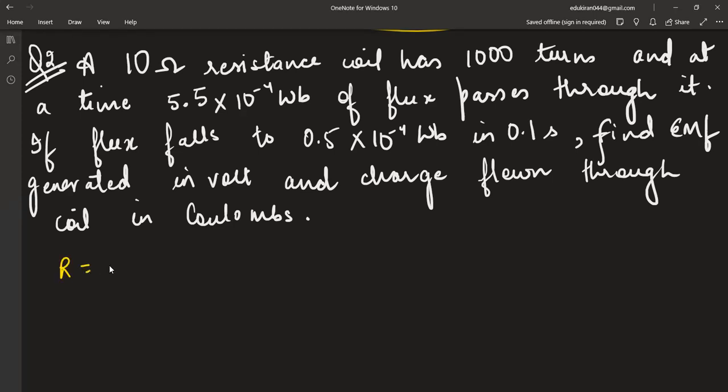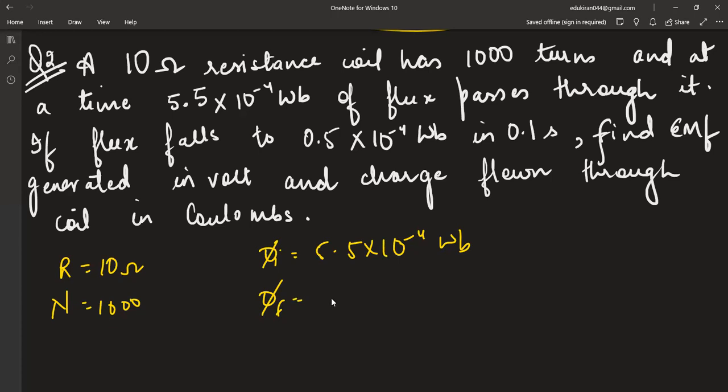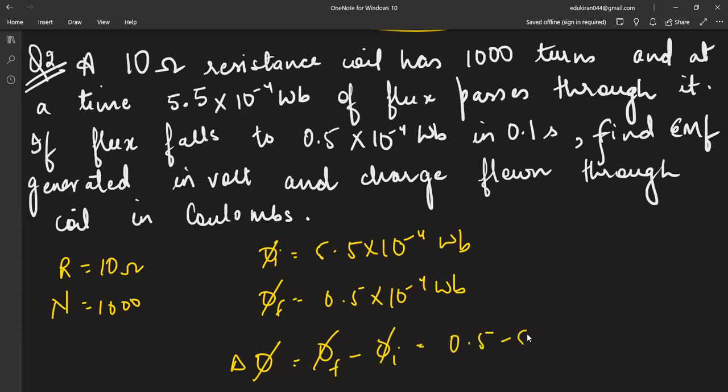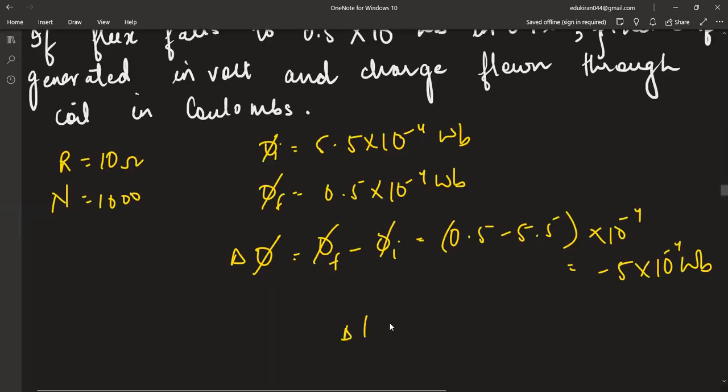See, what all things are given? Resistance is 10 ohm, number of turns 1000, initial flux 5.5 into 10 to the power minus 4 Weber, final flux 0.5 into 10 to the power minus 4 Weber. So first let us calculate the change in flux. Final minus initial. So this is 0.5 minus 5.5 into 10 to the power minus 4, which is equal to minus 5 into 10 to the power minus 4 Weber. Delta t is equal to 0.1 seconds.